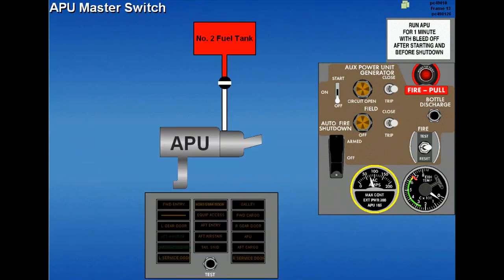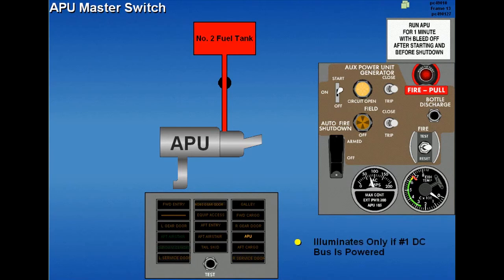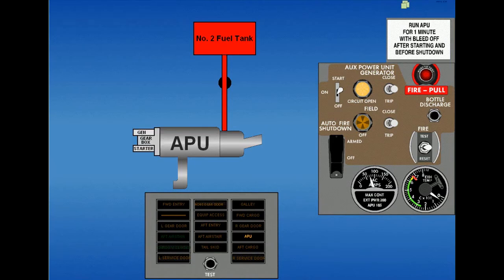An APU start is initiated by positioning the APU master switch to on, which opens the APU fuel shutoff valve and illuminates the generator breaker light. Illumination of the APU light occurs only when starting the APU while the aircraft is already electrically powered. Momentarily holding the master switch to start allows the aircraft battery to energize the APU starter motor and begins the automatic start sequence.